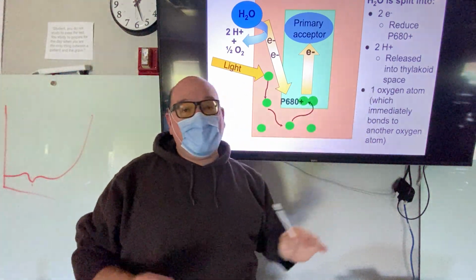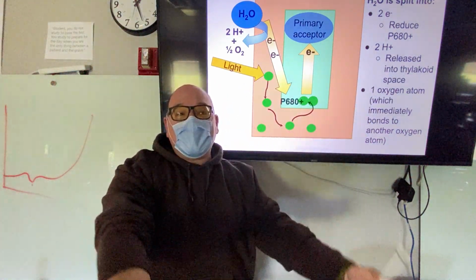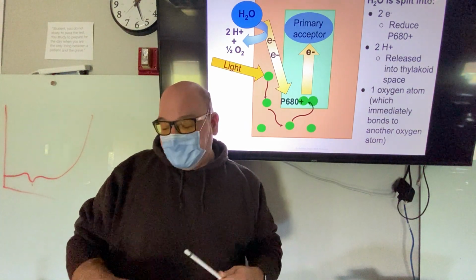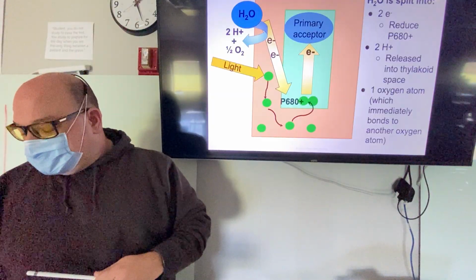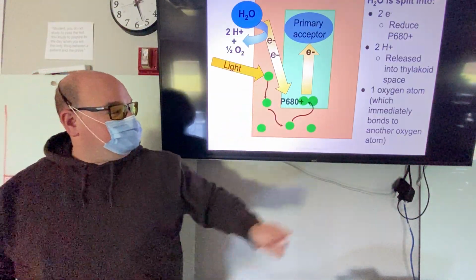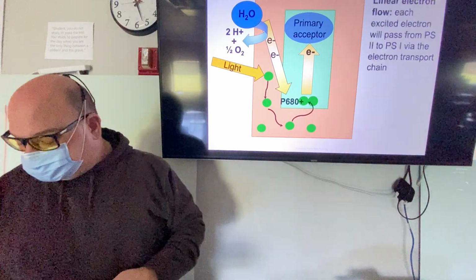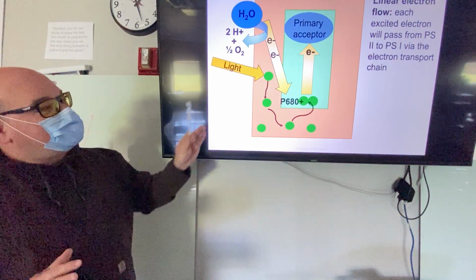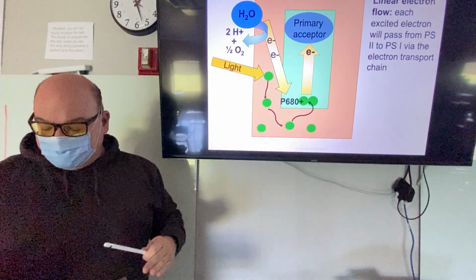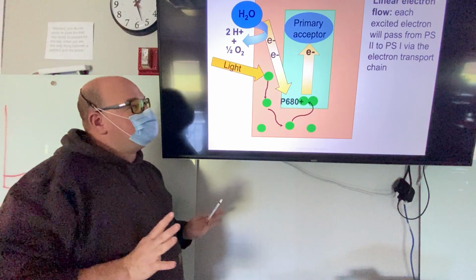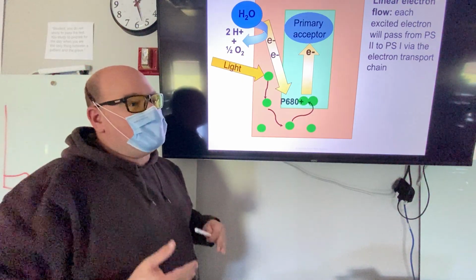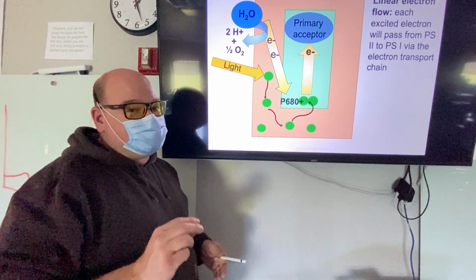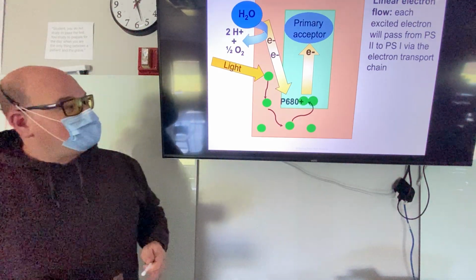Where the hydrogens go is important. Are they inside the thylakoid or outside the thylakoid? They're going to be inside of it. Okay. And we already talked about the oxygen, and it immediately bonds to a second oxygen. Okay. So after these electrons are stripped off, they're going to go into what's called the electron transport chain. That's a lot to say, so we call it the ETC, the electron transport chain.